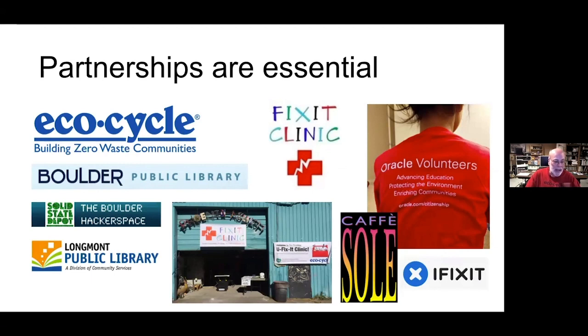We do our events at all kinds of venues, maker spaces like the Boulder Public Library's Building 61, the Boulder Hackerspace, the Longmont Public Library, unusual places like the Phoenix Asylum, which is a maker space for more artisans, and we've done clinics there. As I said, coffee shop. Oracle volunteers. I used to work for Oracle, and a lot of corporate sponsors will help make these events happen as corporate events. Look at this t-shirt. The Oracle Volunteers Program, Oracle, a global corporation, says, advancing education, protecting the environment, enriching communities. That's exactly what we're about, right?